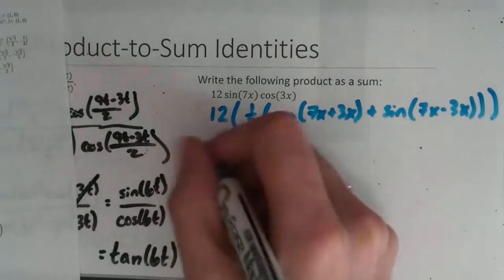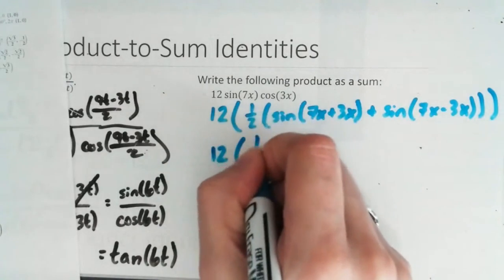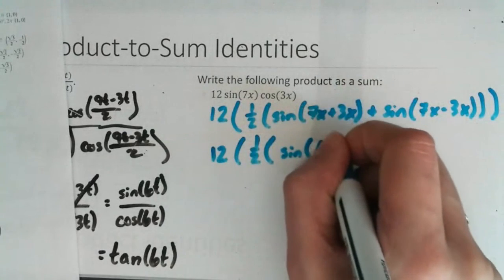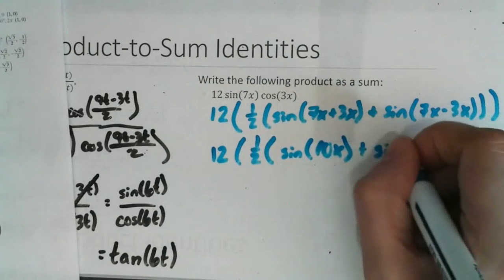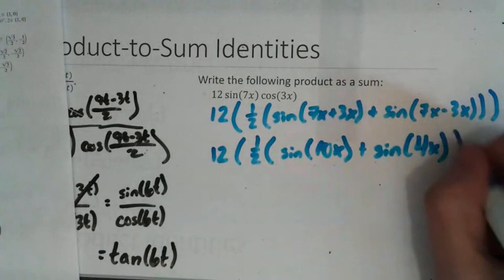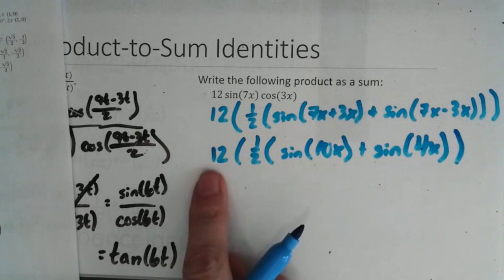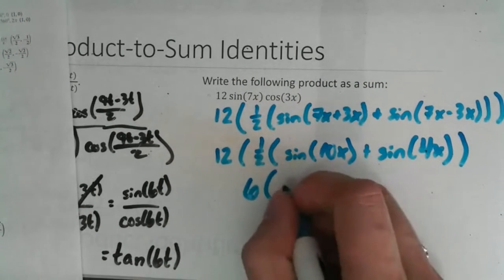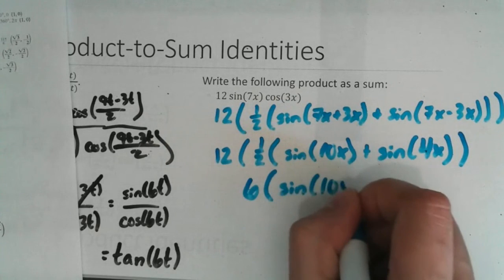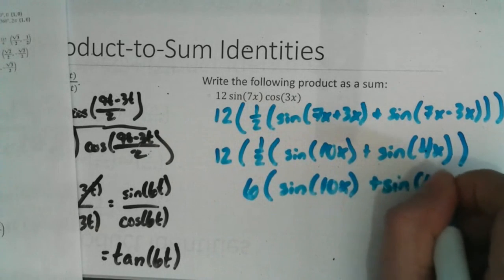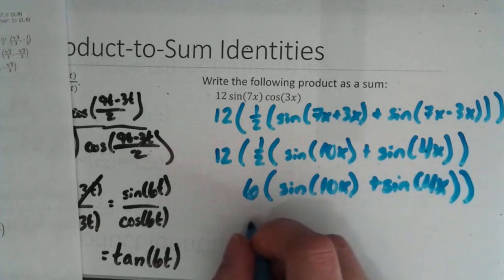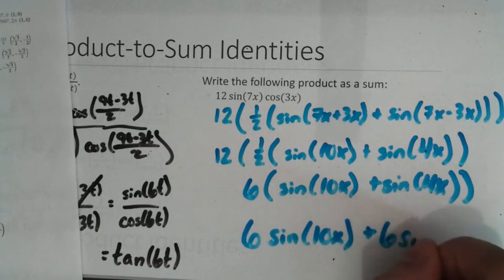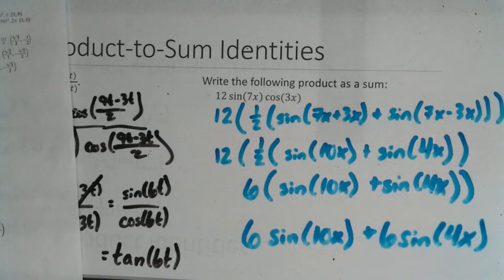All right, let's see what simplifying we can do. We have 12 times 1/2 times the sine of 10x plus the sine of 4x. So I have 12 times 1/2 times all of this. Well, 12 times 1/2, that's 6. So I have 6 times the quantity of the sine of 10x plus the sine of 4x. And if I distribute the 6 through the parentheses, I'm looking at 6 times the sine of 10x plus 6 times the sine of 4x. And that's what I'm looking for.